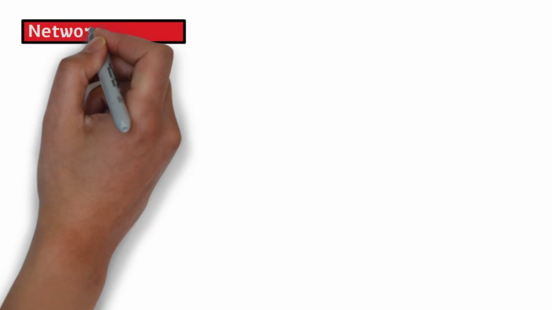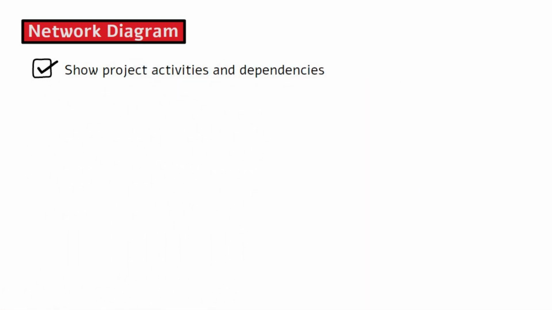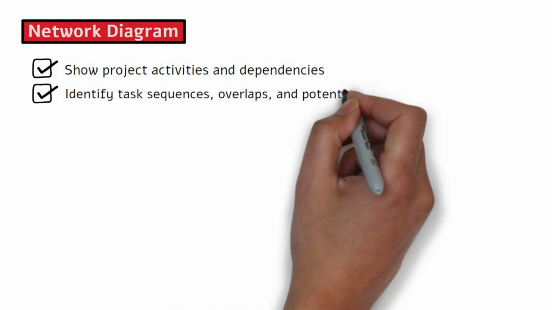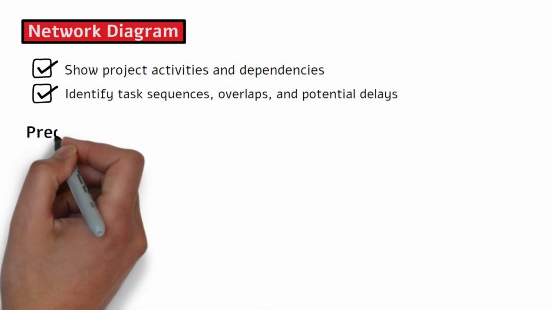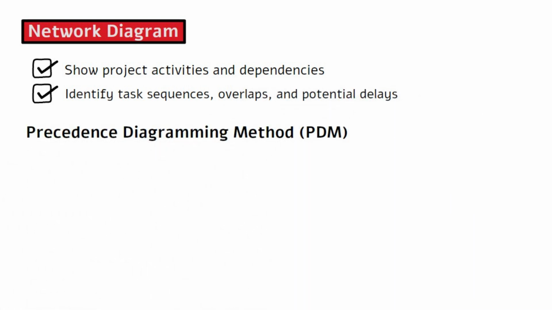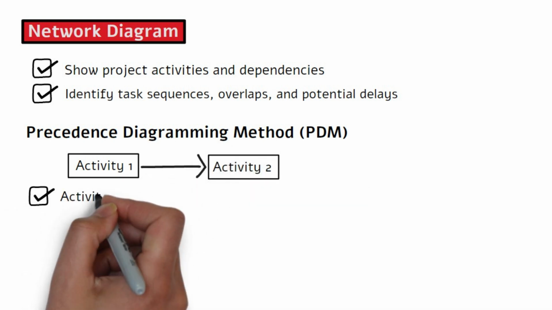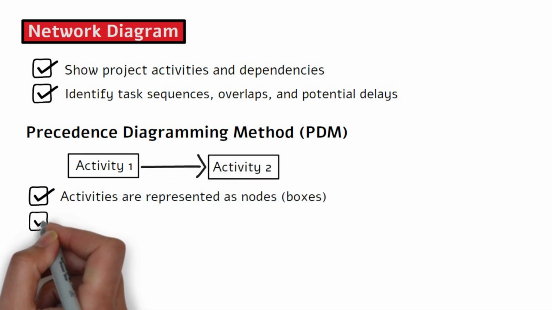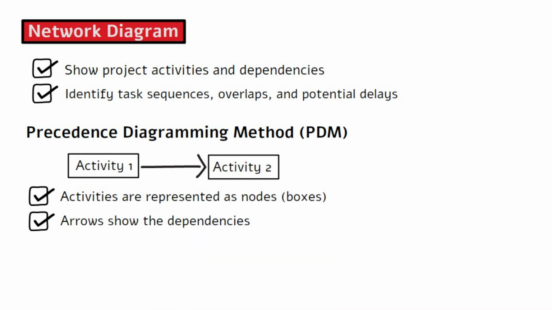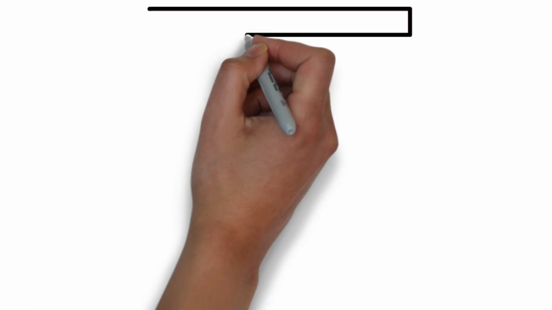First, what is a network diagram? A network diagram is a visual representation of project activities and their dependencies. It helps project managers identify task sequences, overlaps, and potential delays. Precedence diagramming method is the most commonly used method for drawing the network diagram. The activities are represented as nodes or boxes, and arrows show their dependencies. We will go over drawing a network diagram together shortly.